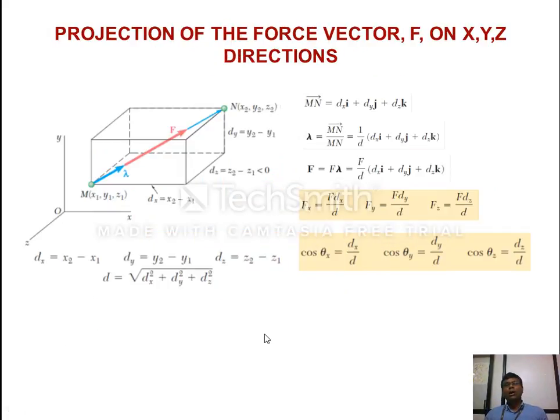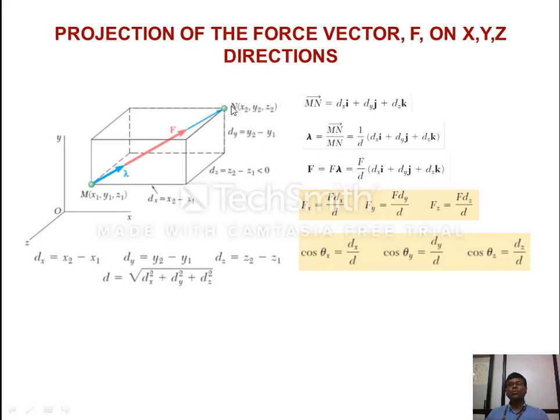So now suppose you know only the magnitude of the force, which is acting in any direction from M to N. Then if you know the positions of M and N, you can easily find the vectorial components of the force. This is very simple. For example, you fix your axes. M is x1, y1, z1, and N is x2, y2, z2. Now you find out dx, dy, and dz.